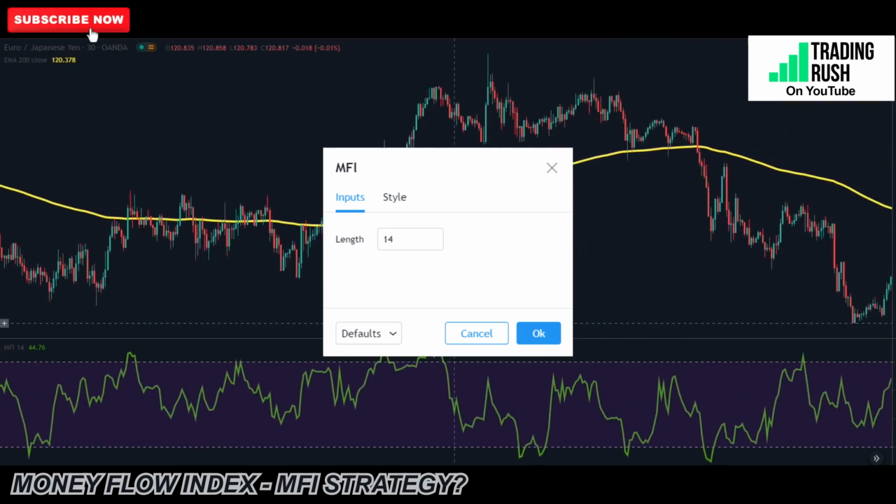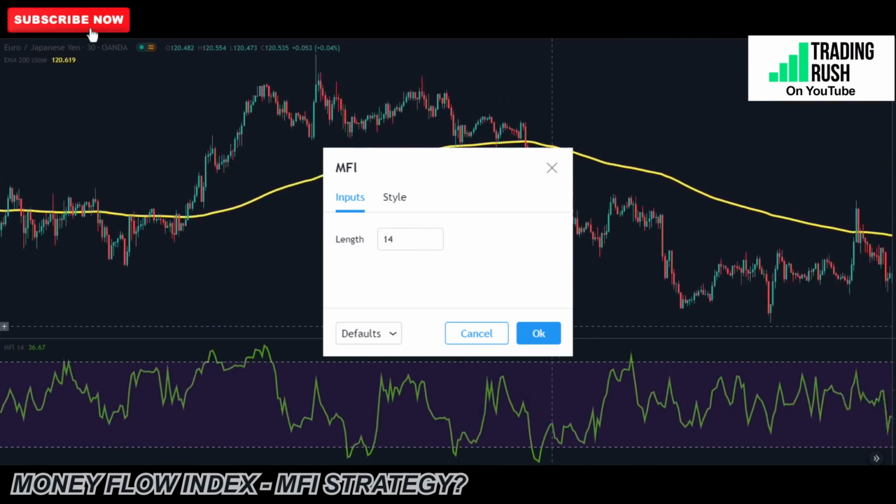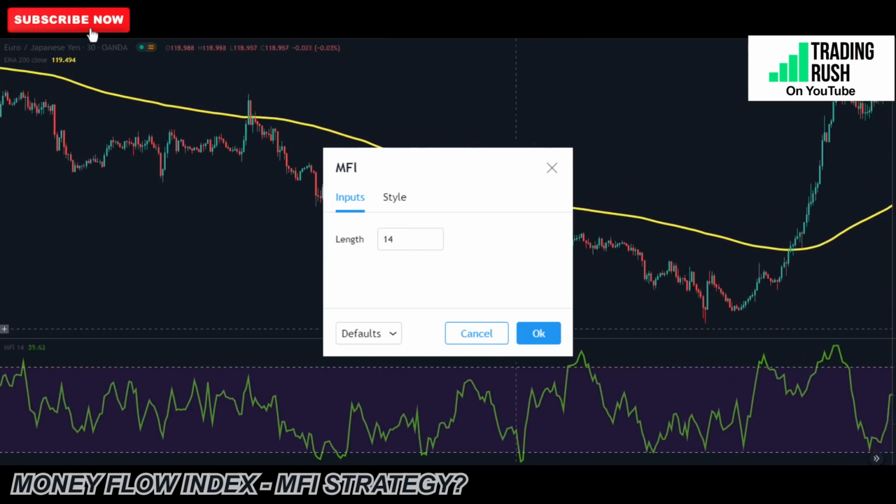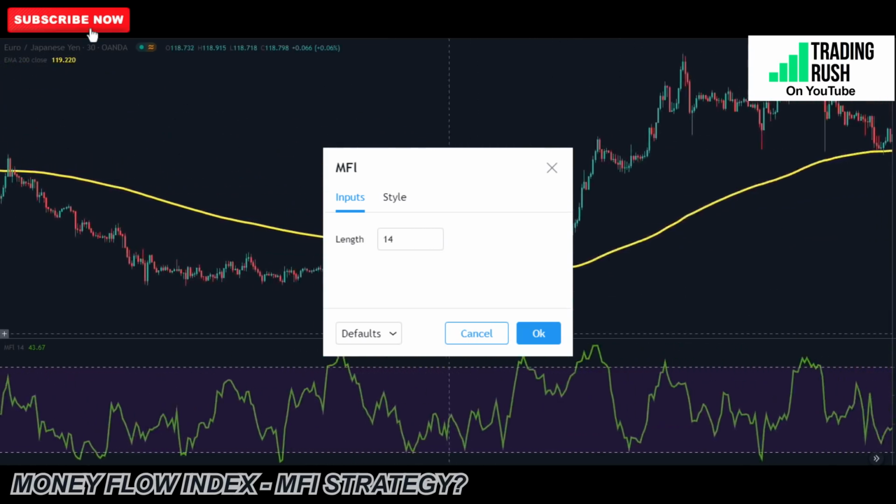Number 1. Since most traders will use the default MFI settings, it is better to stick to the default settings, which is 14, unless you find a setting that is more profitable.